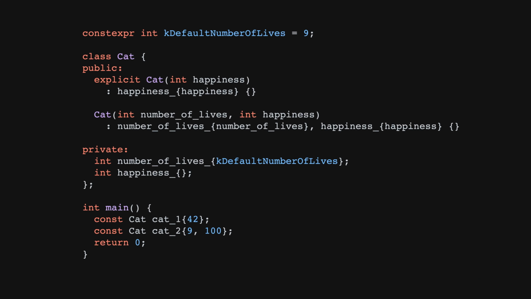Anyway, let's get our hands dirty and write a couple of constructors that take, say, happiness and number of lives values for some cat class. We can see that now we're able to create a cat object providing either just its happiness or the number of lives and happiness together. There is quite a bit of new syntax here, so let's have a more precise look at all of it.